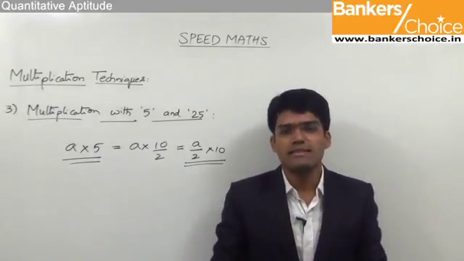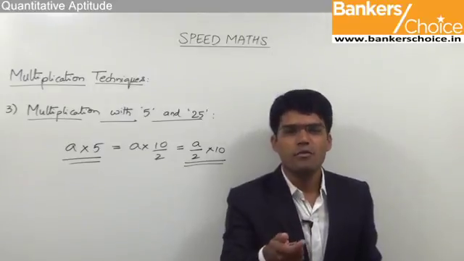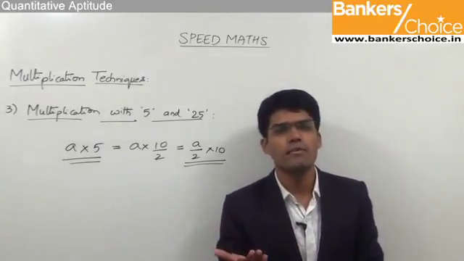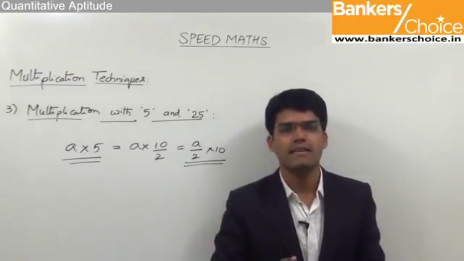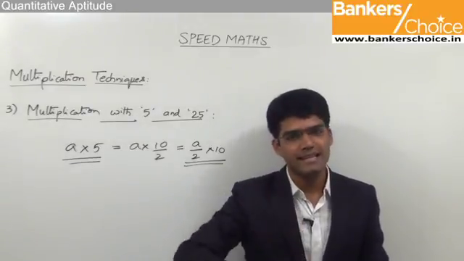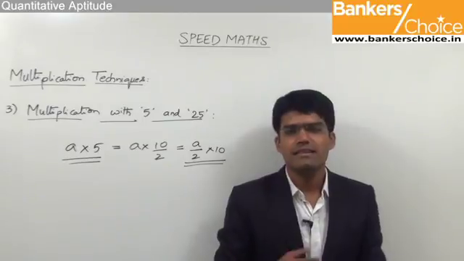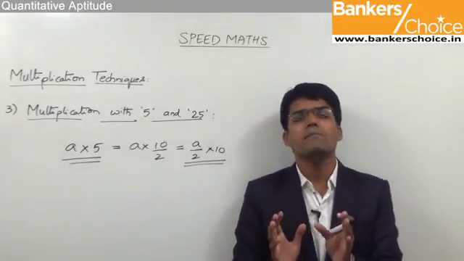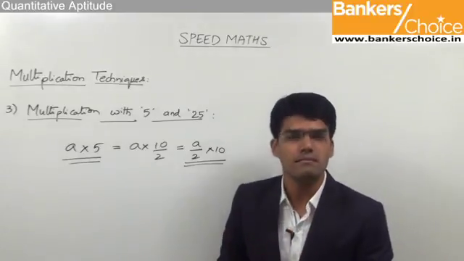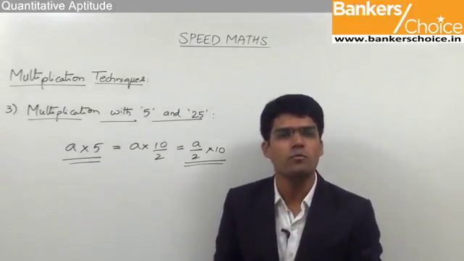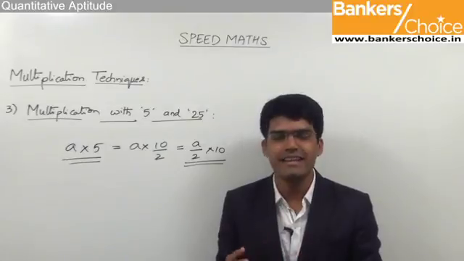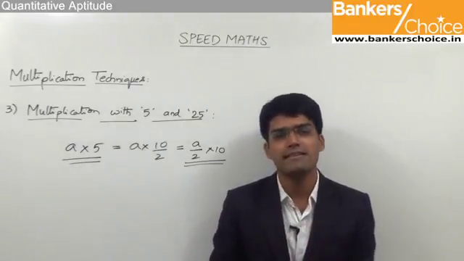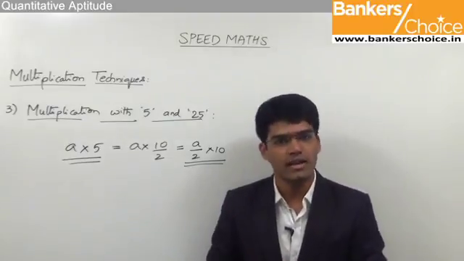Let us take a few more examples. 12 into 5, half of 12 is 6. So 6 into 10 would be 60. 14 into 5, 7 into 10, 70. 18 into 5, 9 into 10, that's 90. 16 into 5, 8 into 10, that's 80. So this is how multiplication with 5 will become a really simple job. 24 into 5 is 120. It doesn't take any time. 36 into 5, 180. Why? Because half of 36 is 18, into 10 is 180.